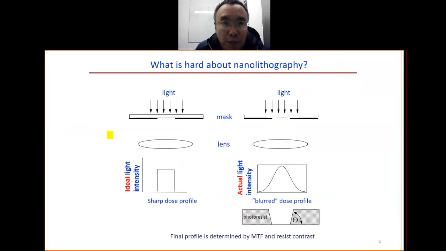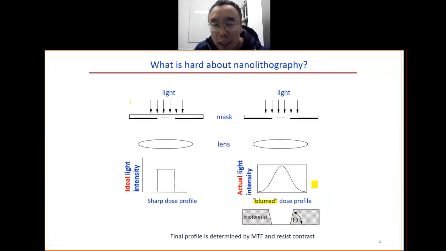So why is it difficult to get high resolution? We know that when the light passes through an aperture or a lens, ideally we get something like this, with black and white. But because of the diffraction, the light profile will be something like this. That means we have a blurred dose profile, and this blurred dose profile will make the final structure like this.